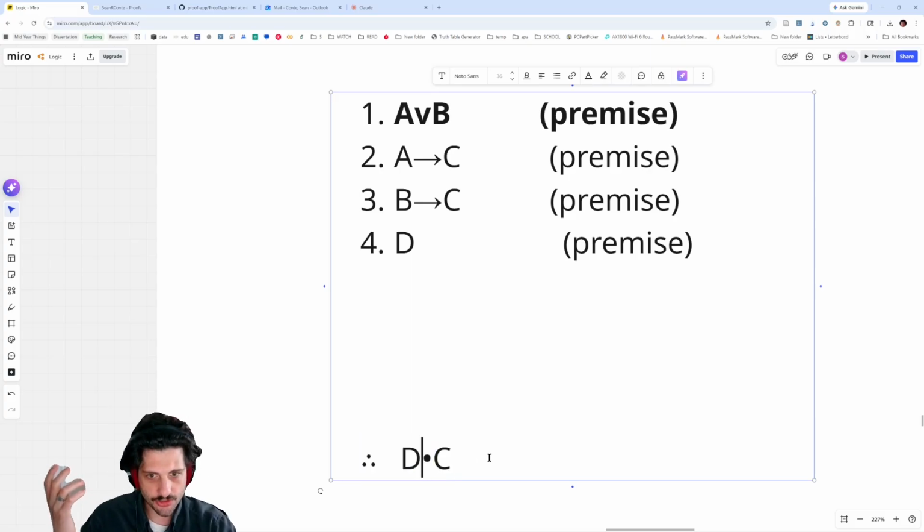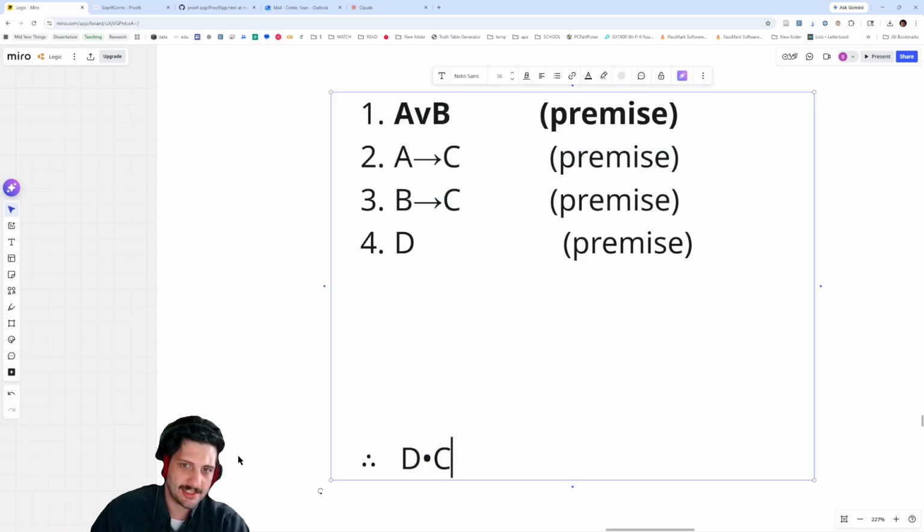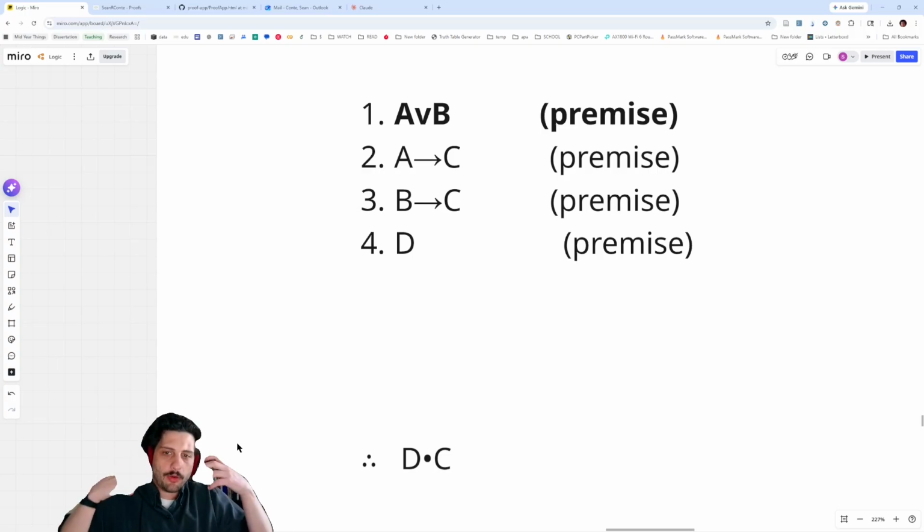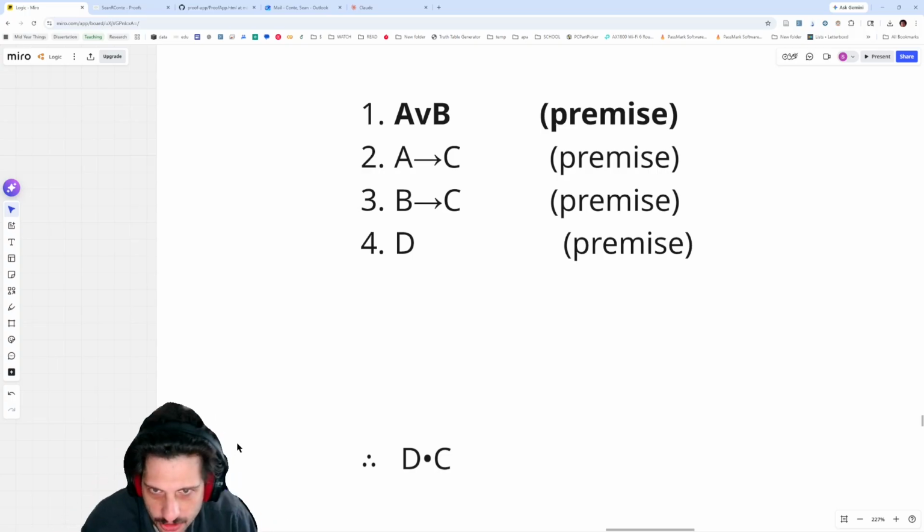I already know that D is true, and I know that either A or B is true, and either one of them leads to C. So it seems like I'm going to be able to get C. So we need to try to flesh out that intuition.